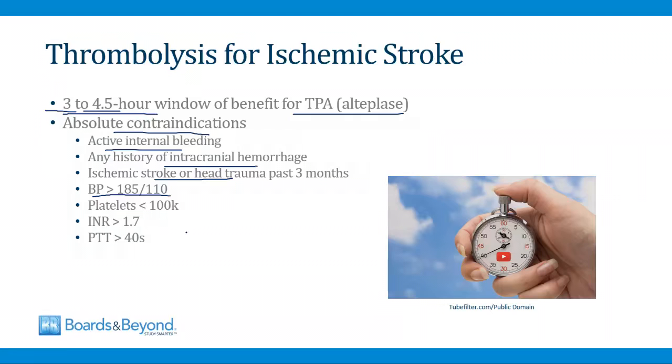And then other things that increase the bleeding risk are also contraindications, things like low platelets, an elevated INR because the patient is taking Coumadin, or a prolonged PTT for any reason. So most emergency rooms have a checklist with all the contraindications. So once you determine the patient is within the window where thrombolysis is of benefit, you run through the checklist, and if none of these elements are present, you can safely administer thrombolytics.